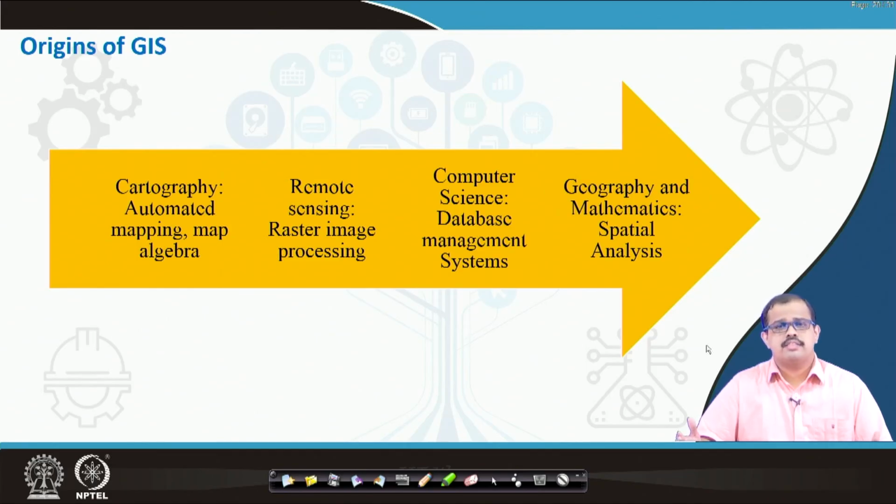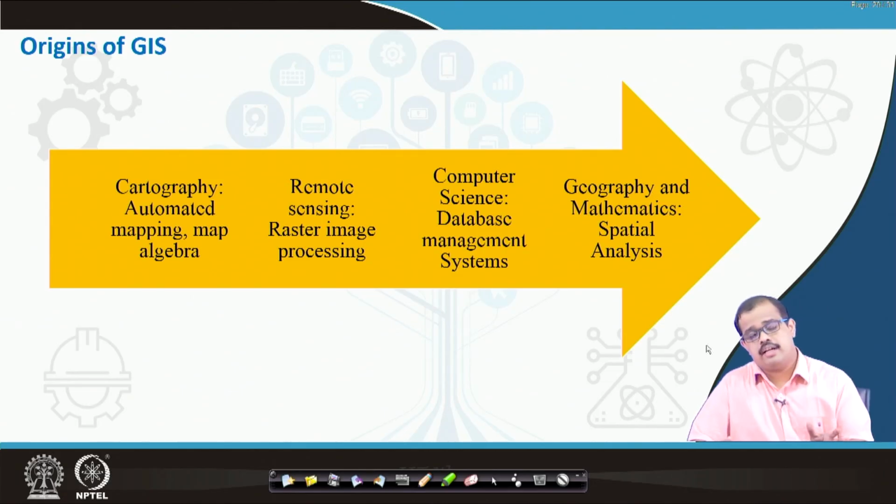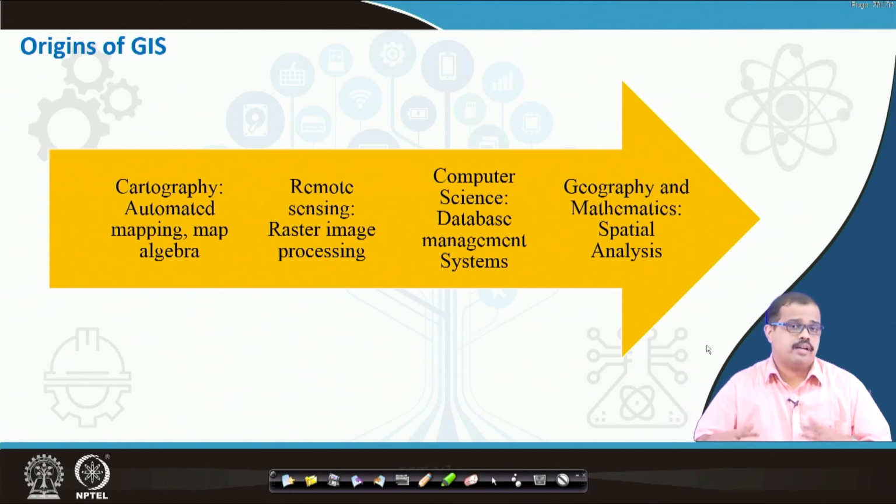That was the first step of how GIS evolved. It was just with cartography and automated mapping that everything started. Then it was remote sensing which pushed GIS into also handling raster processing capability. In further classes I'll explain what raster means, what kind of model it is, and how the model runs.